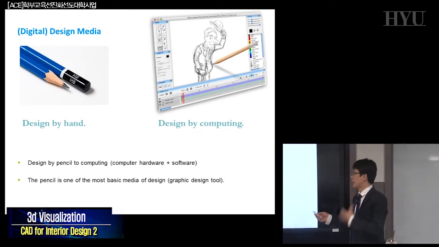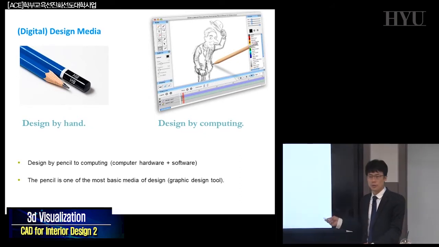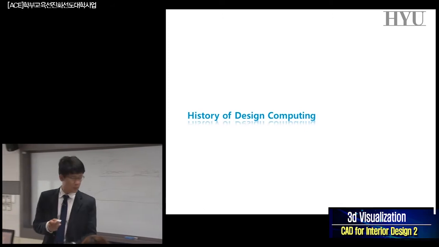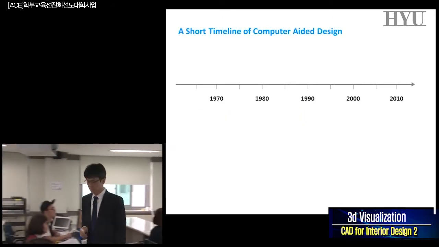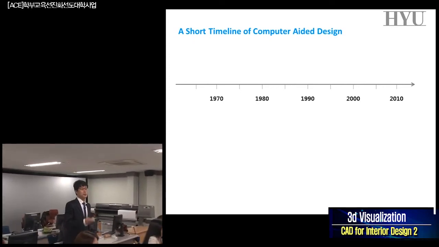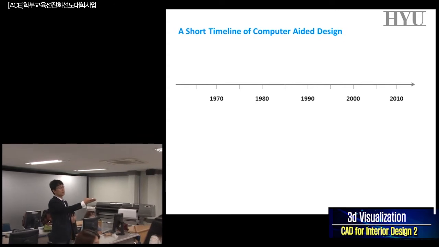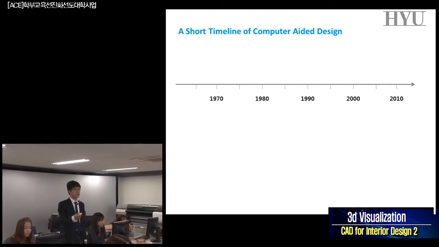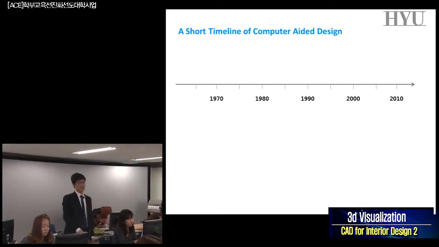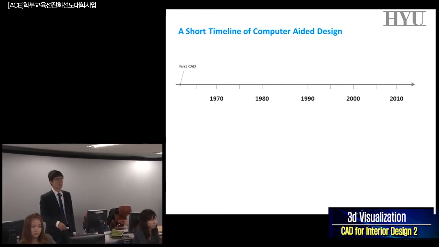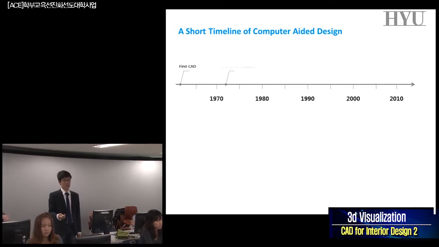Let's briefly take a look at the history of design computing. A short timeline of computer-aided design, very short compared to that line. On the left whiteboard, there is BC several thousand years, but I placed 1970s first to 2013. First CAD system, 60s. First solid modeler, 70s.